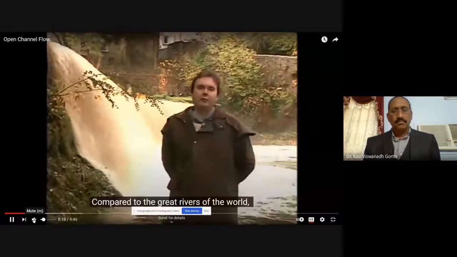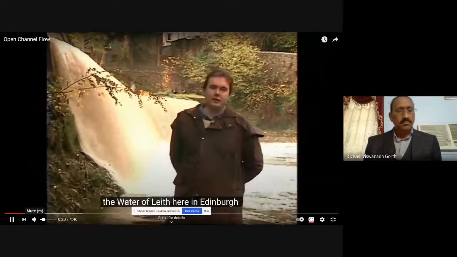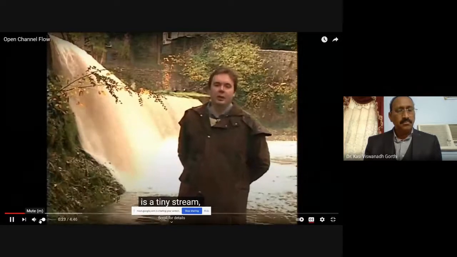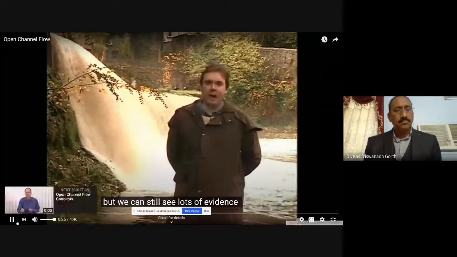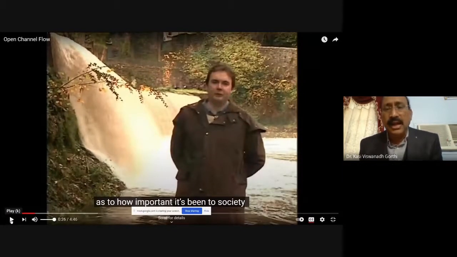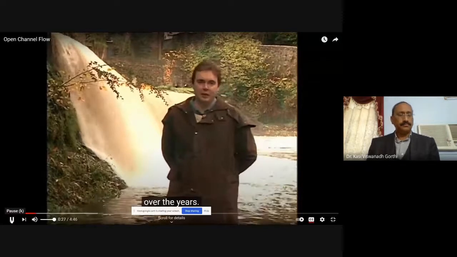Compared to the great rivers of the world, the water of Leith here in Edinburgh is a tiny stream, but we can still see lots of evidence as to how important it's been to society over the years.